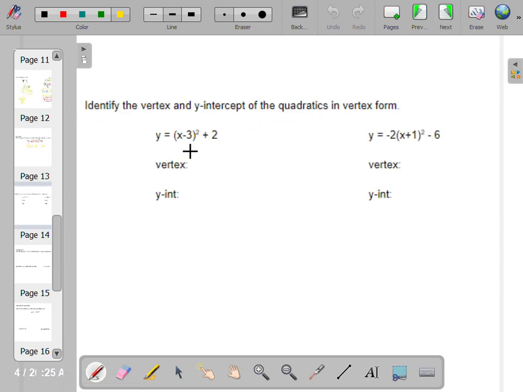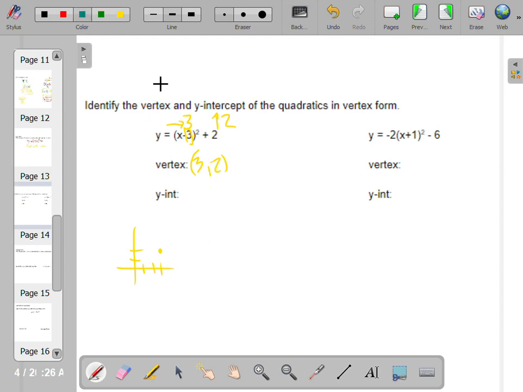So where's the vertex? Well, if you think about it in terms of translations, this x minus 3 makes it go right 3, and on the outside that makes it go up 2. So if you're thinking about how you would sketch it, you go right 3, up 2. The vertex is at 3, 2. That's why it's x minus, what do they plug in? They plugged in a positive 3.